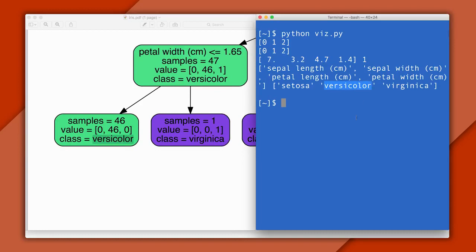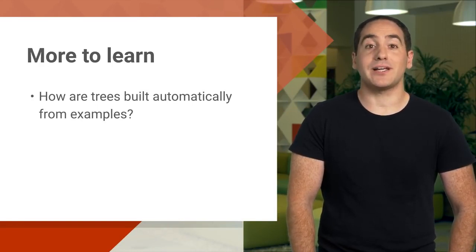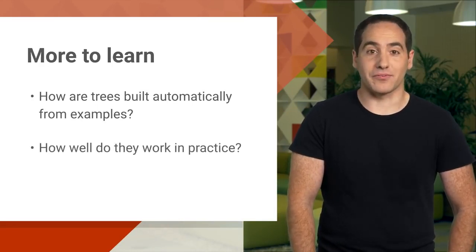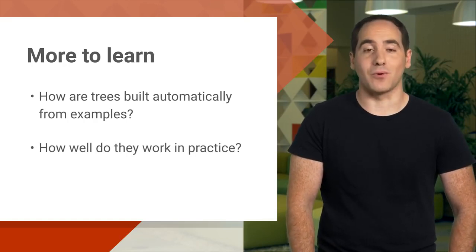You can try the last one on your own as an exercise. And remember, the way we're using the tree is the same way it works in code. So that's how you quickly visualize and read a decision tree. There's a lot more to learn here, especially how they're built automatically from examples. We'll get to that in a future episode, but for now let's close with an essential point.